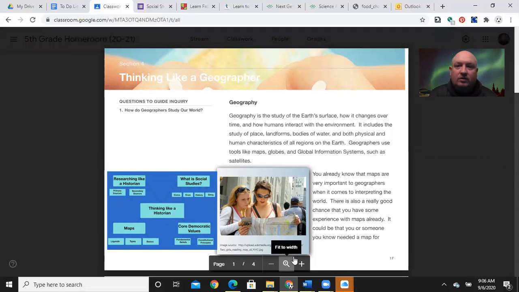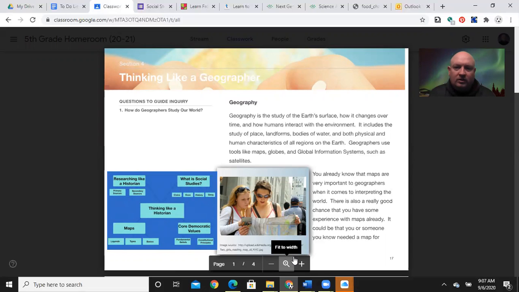Geography is the study of the Earth's surface, how it changes over time, and how humans interact with the environment. It includes the study of place, landforms, bodies of water, and both physical and human characteristics of all regions on the Earth. Geographers use tools like maps, globes, and global information systems, such as satellites. You already know that maps are very important to geographers when it comes to interpreting the world.